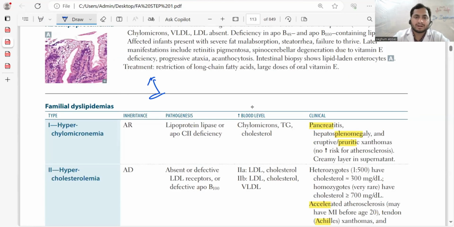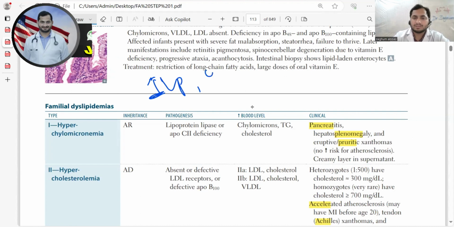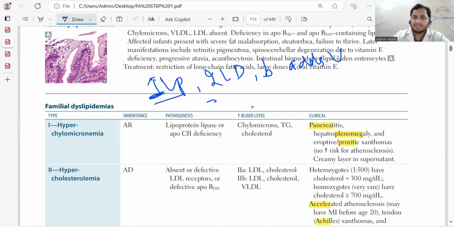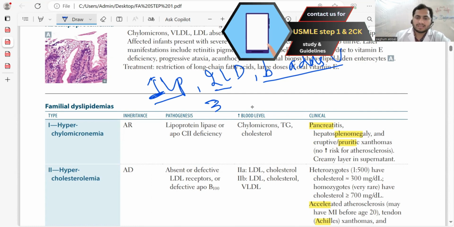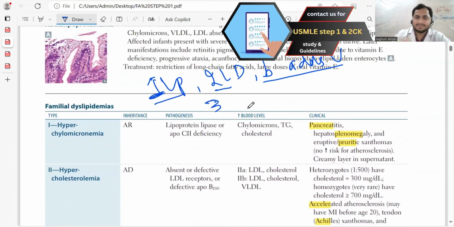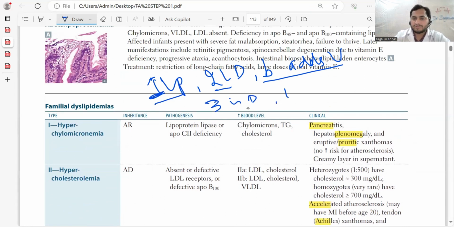1 LP, but I will modify it. 1 LP, 2 LD, B adds V, okay. Then the 3 is D, okay, 4 is more.